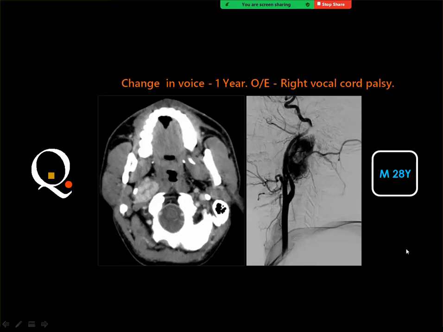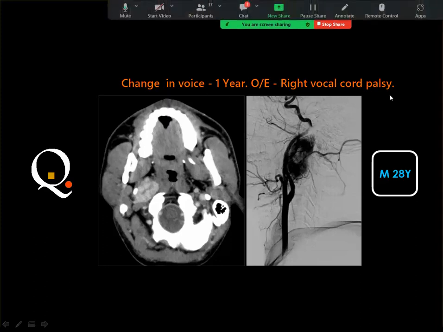And this patient, 28 years old, with a change in the voice and right vocal cord palsy.